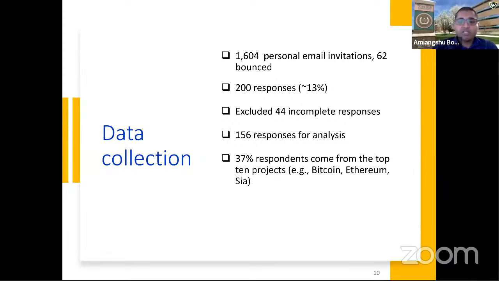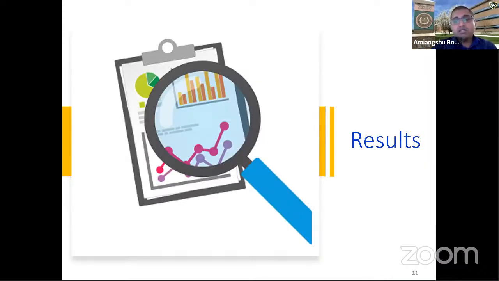37% of our respondents come from the top 10 blockchain projects like Bitcoin, Ethereum, SIA, and others. A more detailed list is in the paper. So now let's look into the results. Due to time limitation, I will present only a few key results and highlights, and you feel free to read the paper for the more detailed analysis.